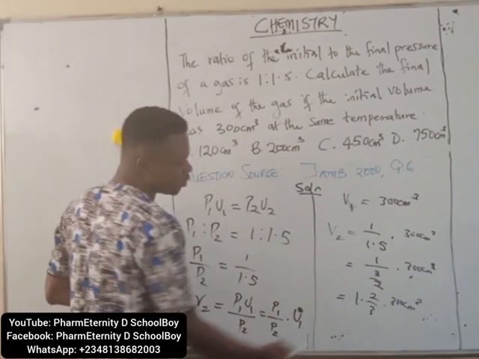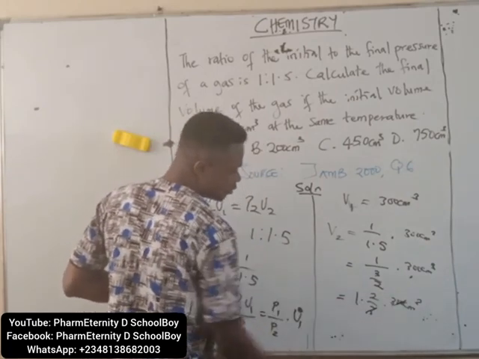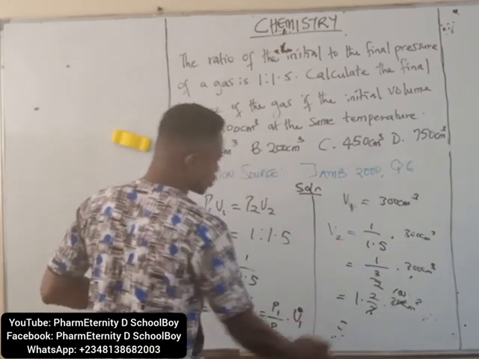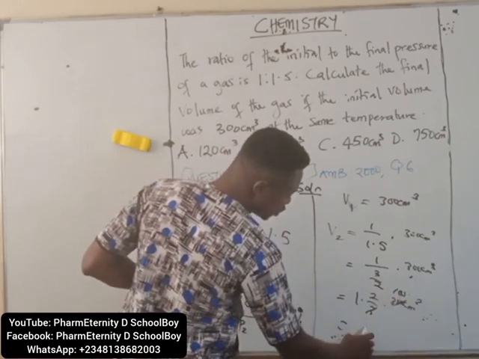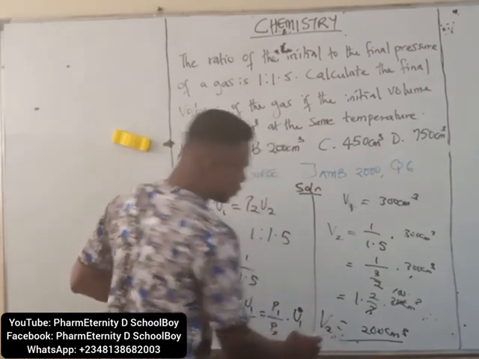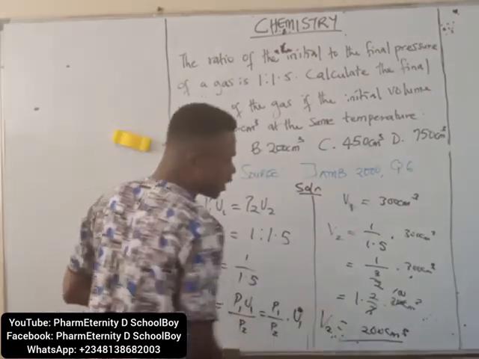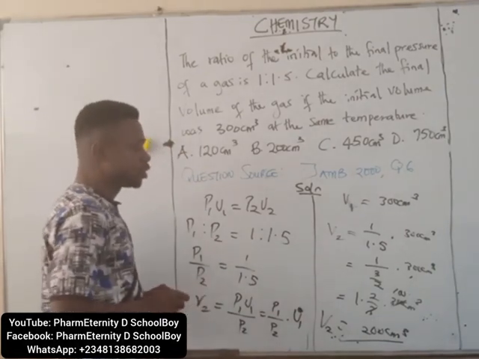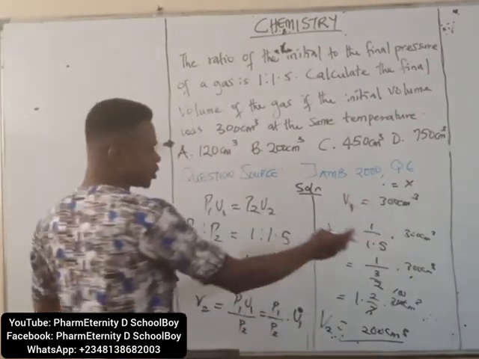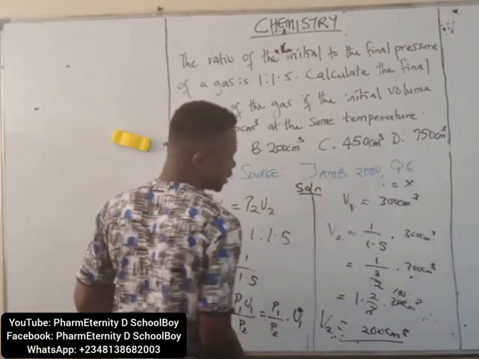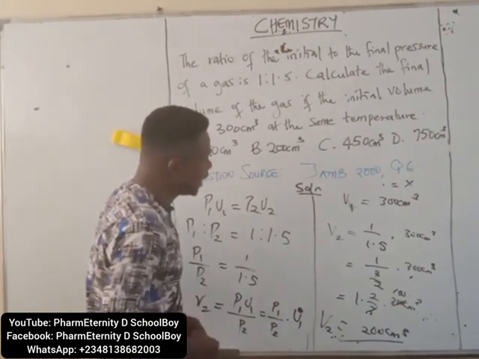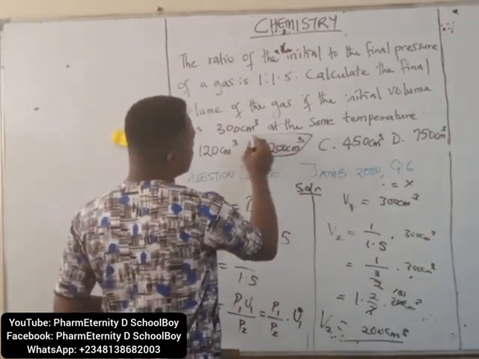So what do you now do? We now divide this 300 by 3. We now have 100 cm3. So the V2 is 2 times 100 cm3, which is 200 cm3. So the final volume of this gas is 200 cm3. As I say, dot here means multiplication. I use dot to shorten because of the space. So the answer to JAMB 2000 Chemistry, question 6 is B from the options, 200 cm3.